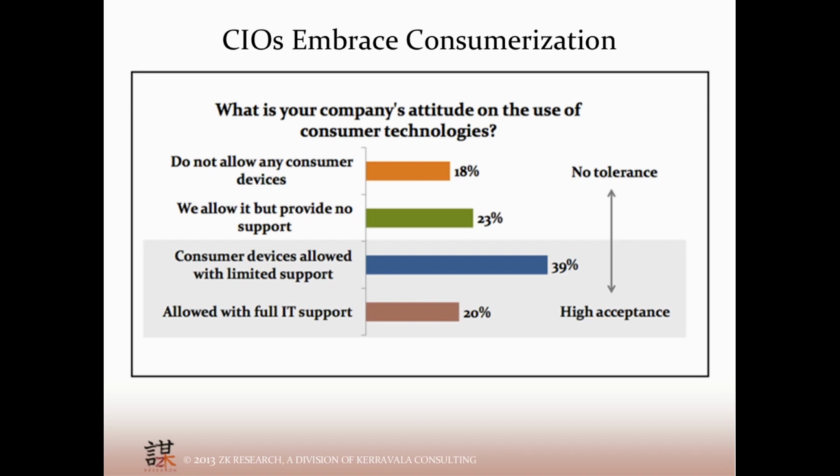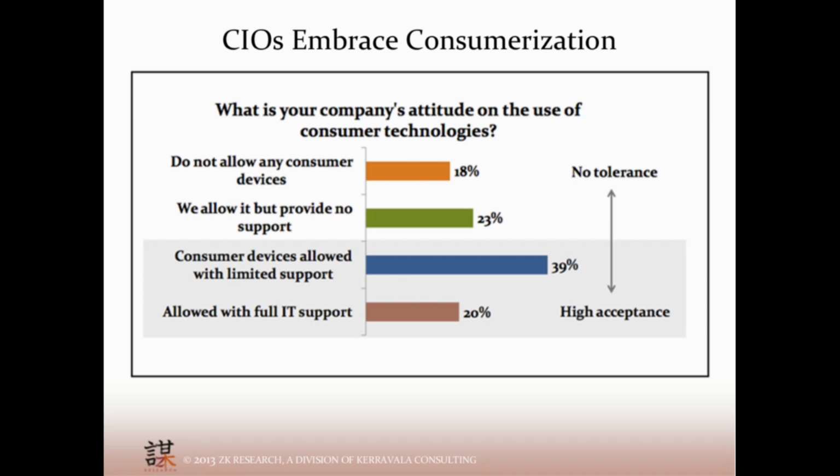Now, I'll give you a sense of where my research has fallen. This is a survey I ran towards the end of last year asking what companies' attitudes were in the use of consumer technologies. And you can see here that only 18% of organizations do not allow any consumer devices. Last year, at the same time, I ran that survey, and it was about 35%, I believe, so it was almost twice as many companies. And then the other 82% fall somewhere in the we allow it, but, and that but could be we provide no support, we provide some support, or we provide full support. But by and large, most organizations are supported now.